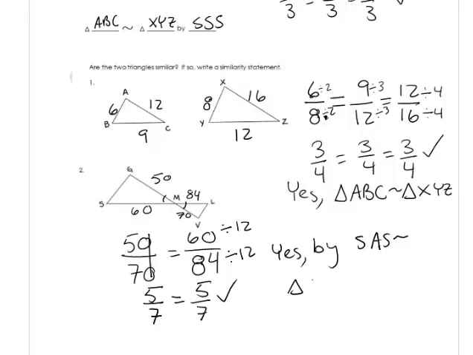Triangle SGM is similar to triangle... Now I've got to be careful. I've got to make sure I list the letters in the right order. If I did SGM on the first one, second one has to be LVM. Okay, and that's side angle side similarity.